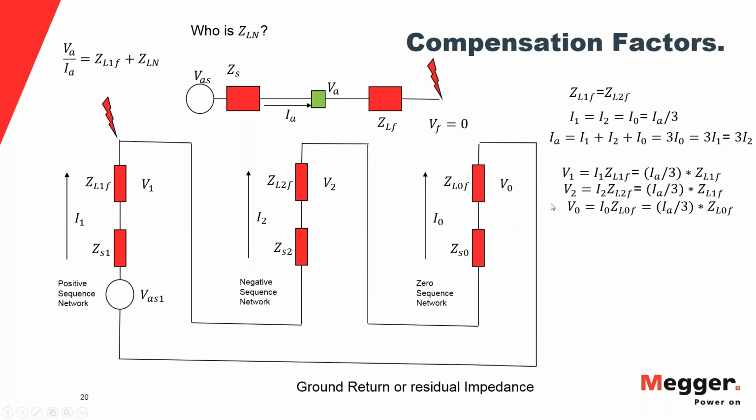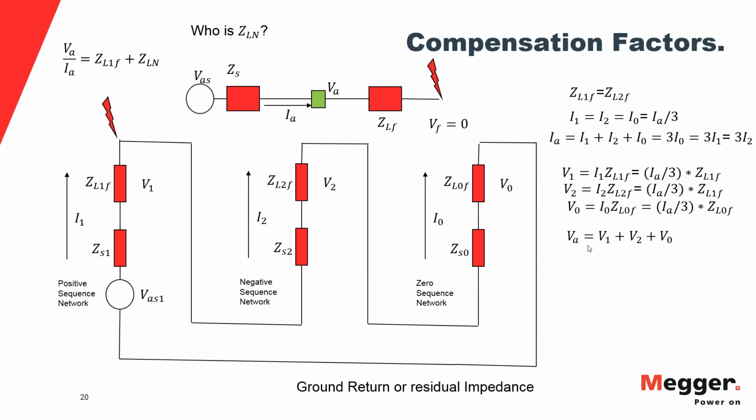So now we can also say that V1, the voltage here, equals its own current times its own impedance. So V1 equals the positive sequence current times the positive sequence impedance. And then for V2 and V0, we can use the same equations. Since I1 equals IA divided by 3, V1 equals IA divided by 3 times the positive sequence impedance. V2, we have the same equation. And for V0, it's IA divided by 3 times the zero sequence impedance.